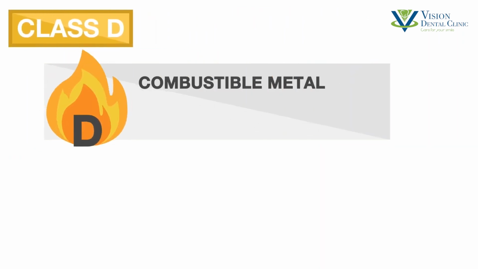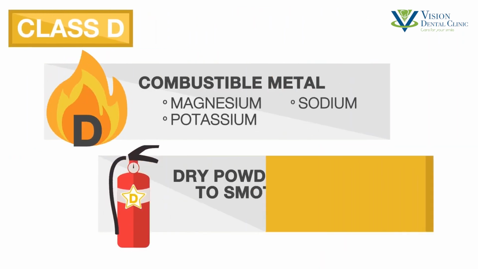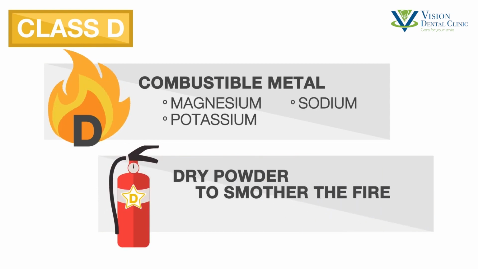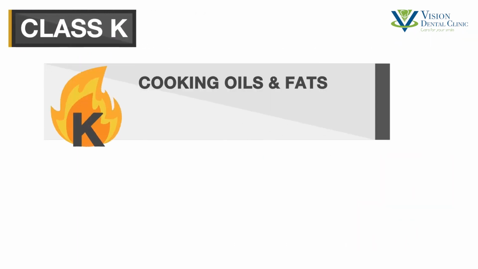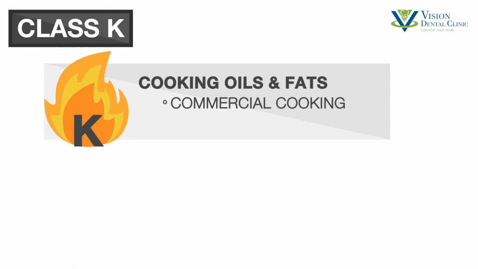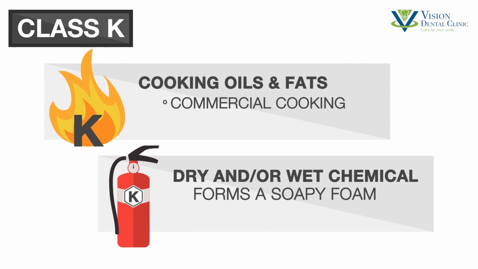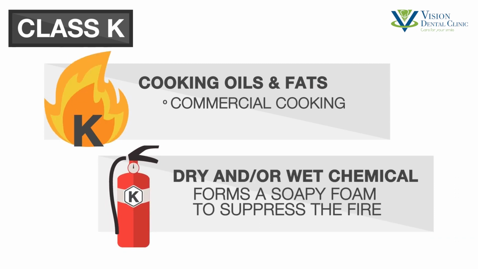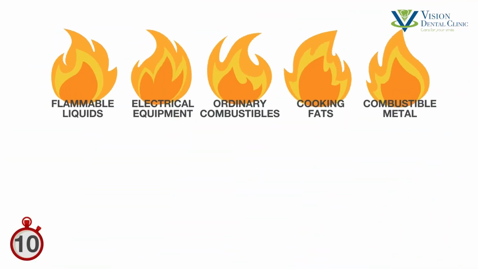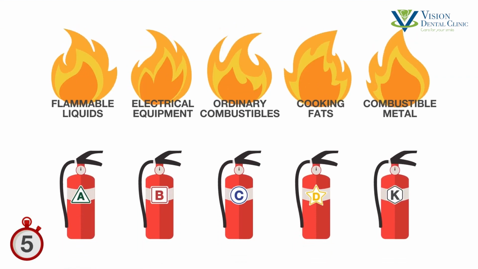A Class D fire occurs when the fuel is a combustible metal. A Class D fire extinguisher contains dry powder to smother the fire. A Class K fire occurs when cooking oils and fats ignite, usually in commercial cooking areas such as restaurants and cafeterias. A Class K fire extinguisher contains a dry and/or wet chemical mixture, which forms a soapy foam to suppress the fire. Now it's time for the hot seat. Can you match the correct extinguisher to each class of fire?